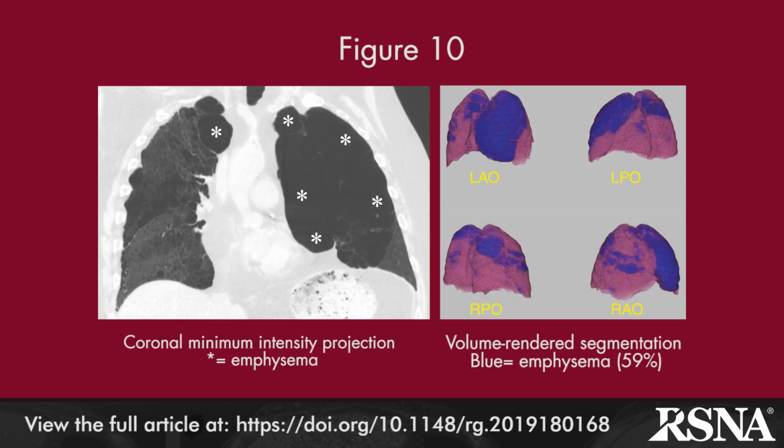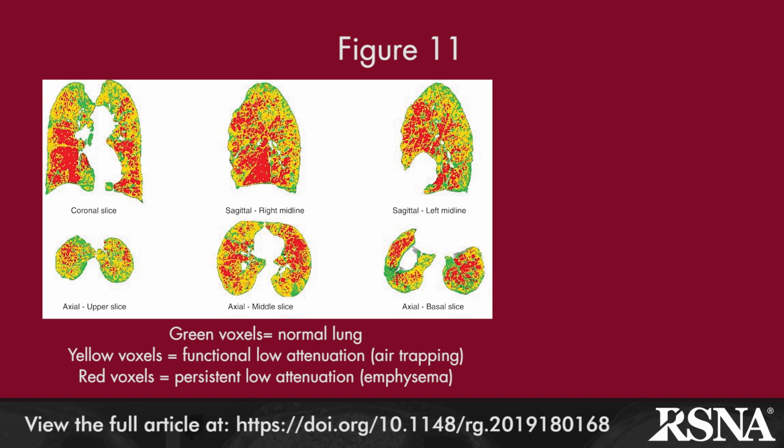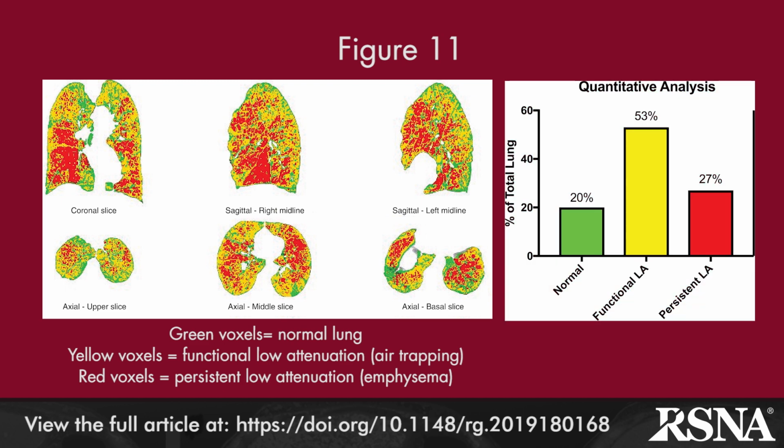COPD encompasses emphysema, chronic bronchitis, and several types of small airways obstruction. Emphysema quantification by segmenting low attenuation voxels allows for phenotyping of disease into trace, mild, moderate, confluent, and advanced destructive emphysema subtypes. This information can be combined with areas of air trapping on inspiratory and expiratory scans, which correlates well with FEV1 and FEV1-FVC ratio.